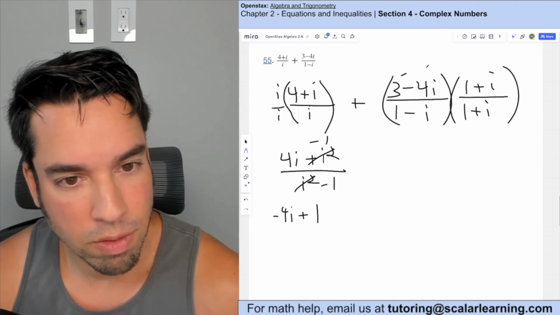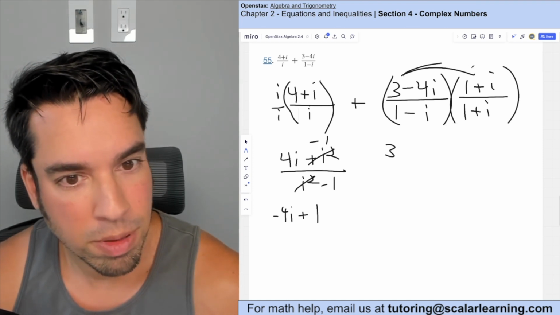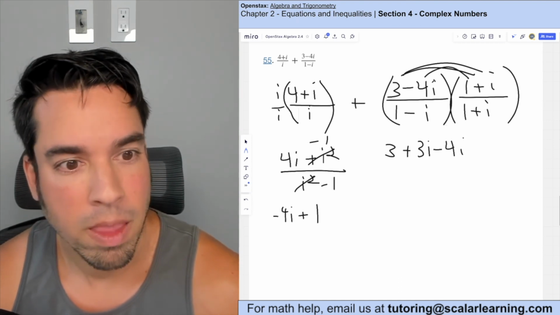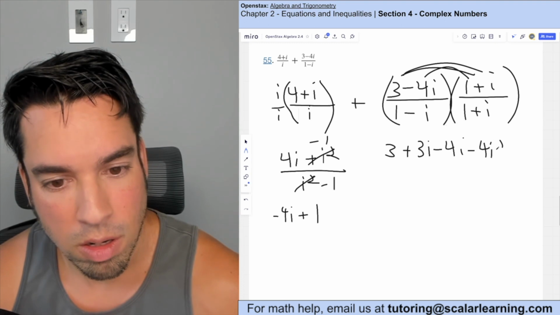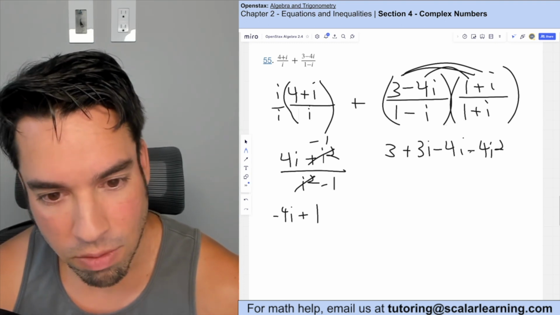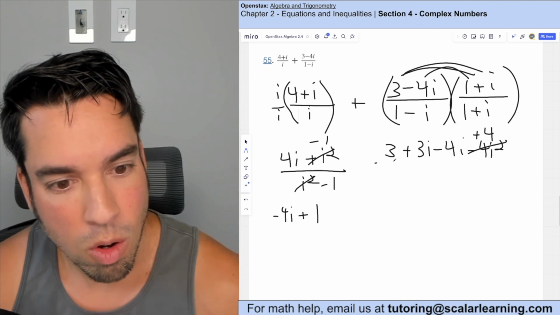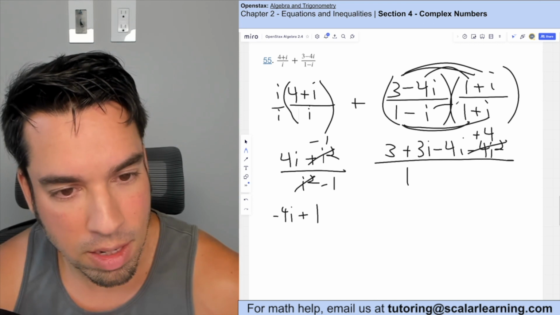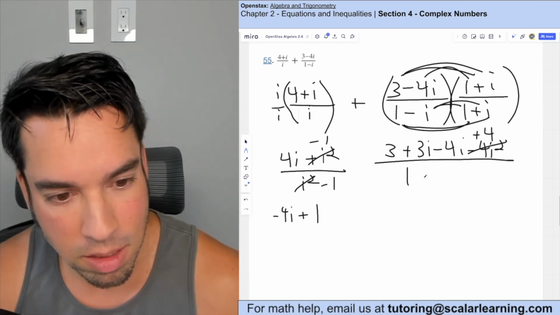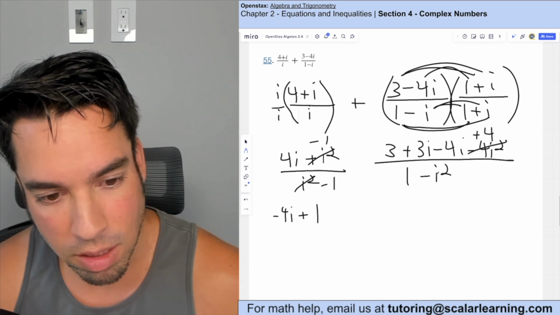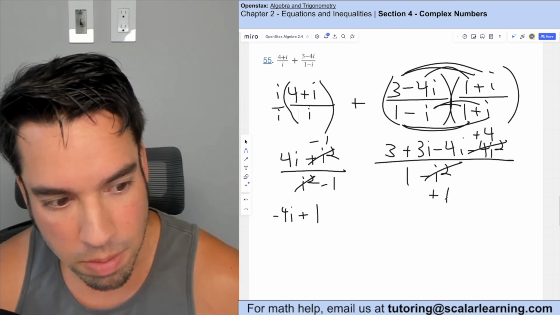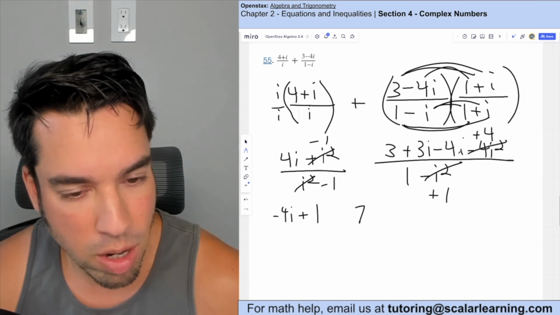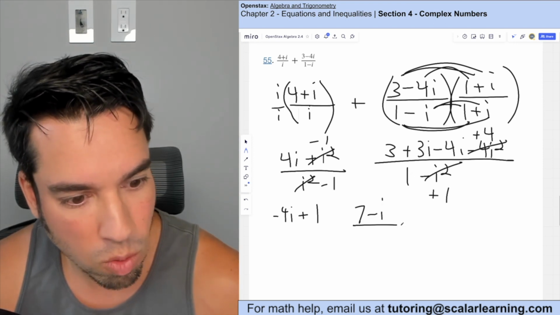Now over here, we're going to FOIL. I get 3 plus 3i minus 4i, and then minus 4i squared. And again, i squared is negative 1 times negative 4 would make that a plus 4 over, and then we got 1 times 1, which is 1. Then we got 1i, negative 1i, cancels out, and then minus i squared. And again, i squared is negative 1, so minus negative 1 is plus 1. So now this part simplifies to 3 and 4 becomes 7. 3i minus 4i is negative i over 2.